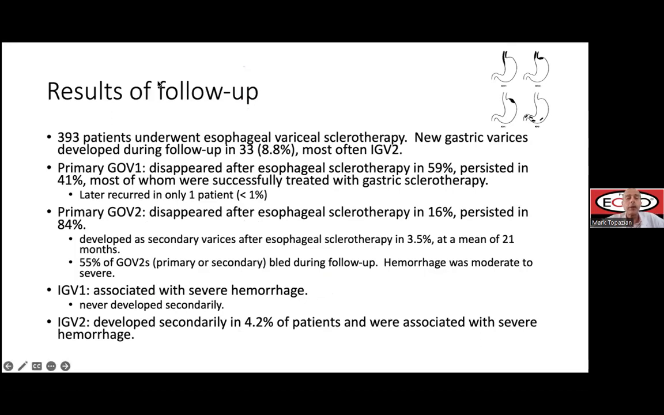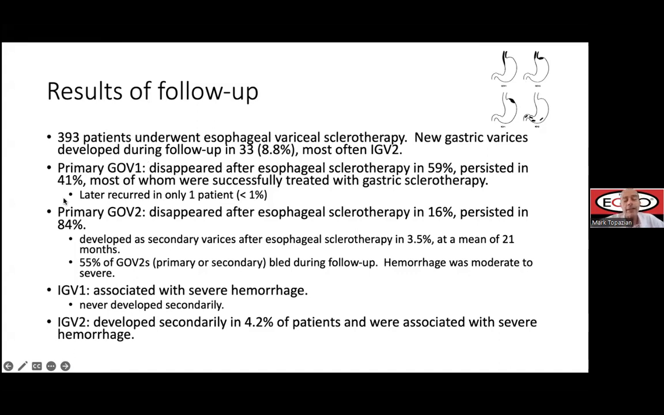So in this series, almost 400 of the patients underwent esophageal variceal sclerotherapy. New gastric varices or secondary varices developed in 33 of them. So that's about 9% of the patients who had treatment for their esophageal varices. Most often what developed was IgV2. So that would be this fundal varix up here.